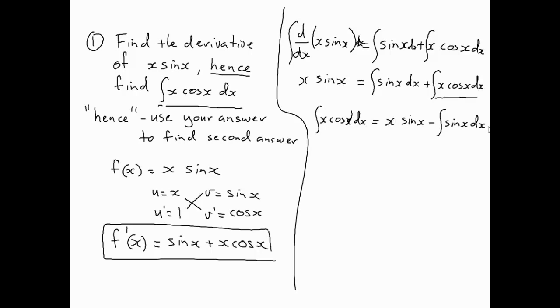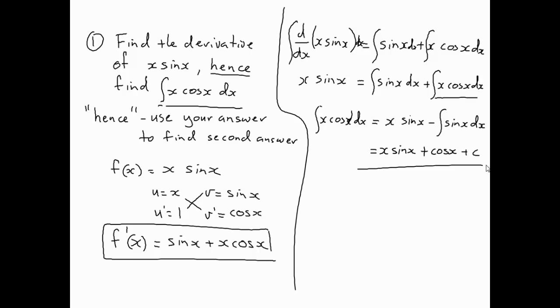And let's work out what that actually gives me. Well, it gives me x sine x. Now the antiderivative of sine is minus cos, so that becomes plus cos x. And don't forget, this is an antiderivative, so plus c at the end. We're always going to put that plus c at the end because this is an antiderivative.